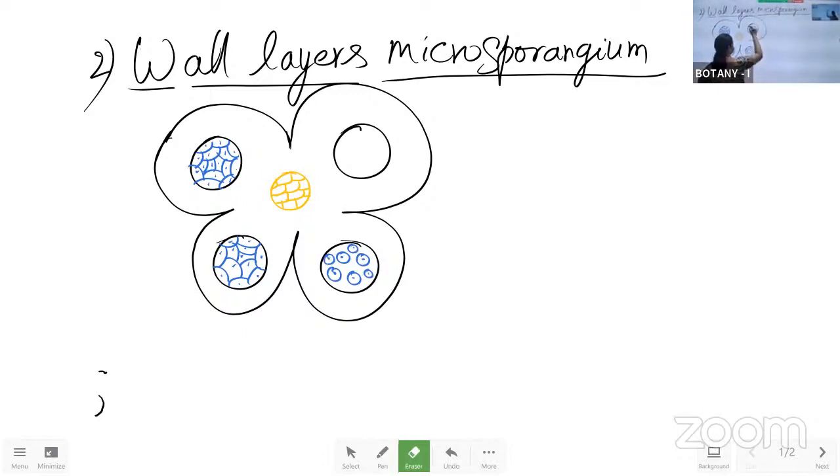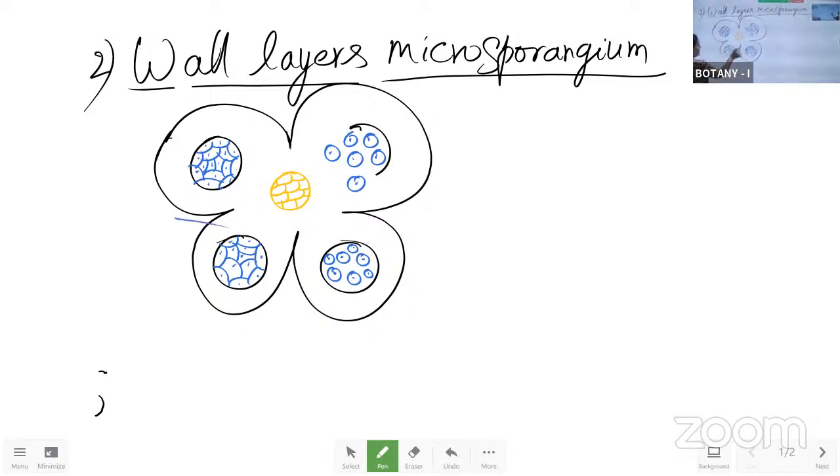And in another microsporangium, what will we do? We will show the pollen grains released like this. Okay, this is just how it actually looks. But what was the question for us? They asked about the wall layers. Here we have to describe only the wall layers, but this diagram is also mandatory when we are writing, even though we are describing only a part of the answer.